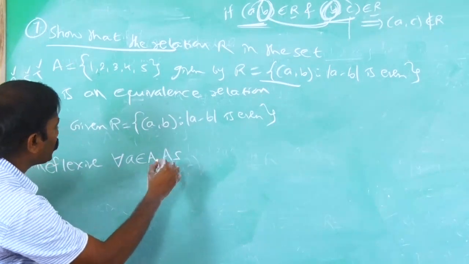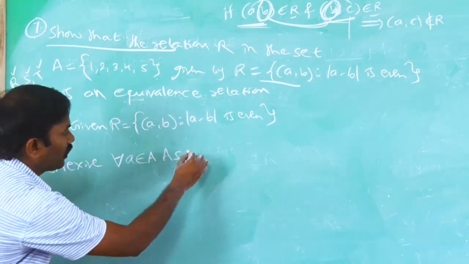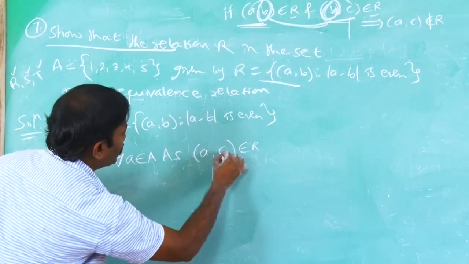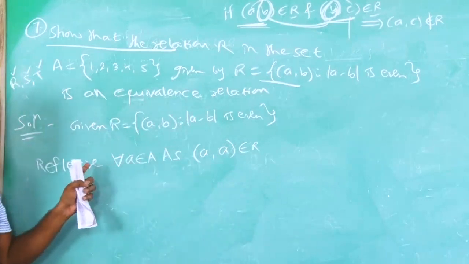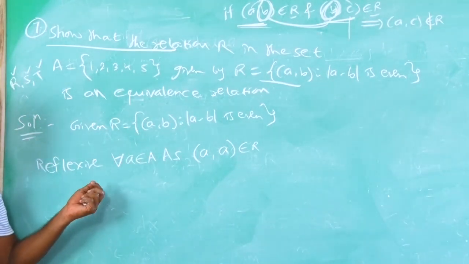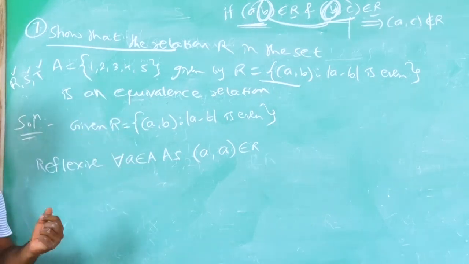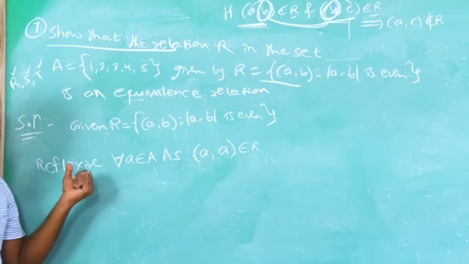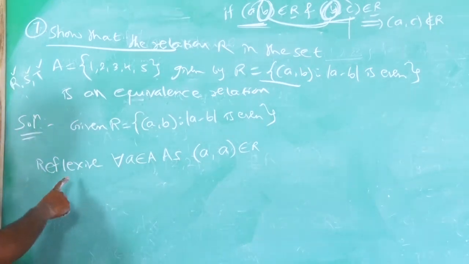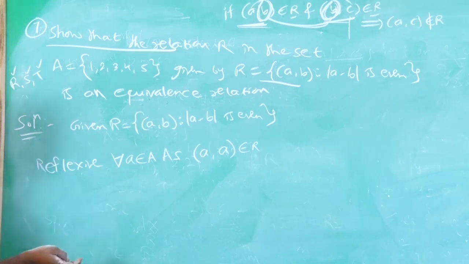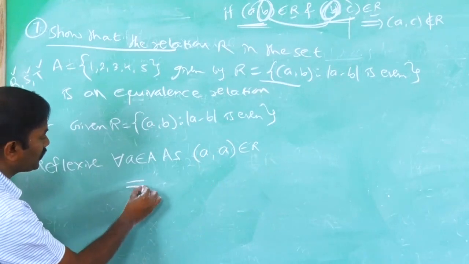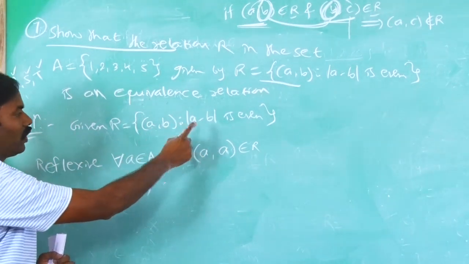The definition of reflexive is: for every element A, A is related to itself. This is the definition of a reflexive relation. In general, in the solution of this type of example, first of all we have to write the definition of a reflexive relation. After that, to find whether this is reflexive or not, apply this relation on the ordered pair.